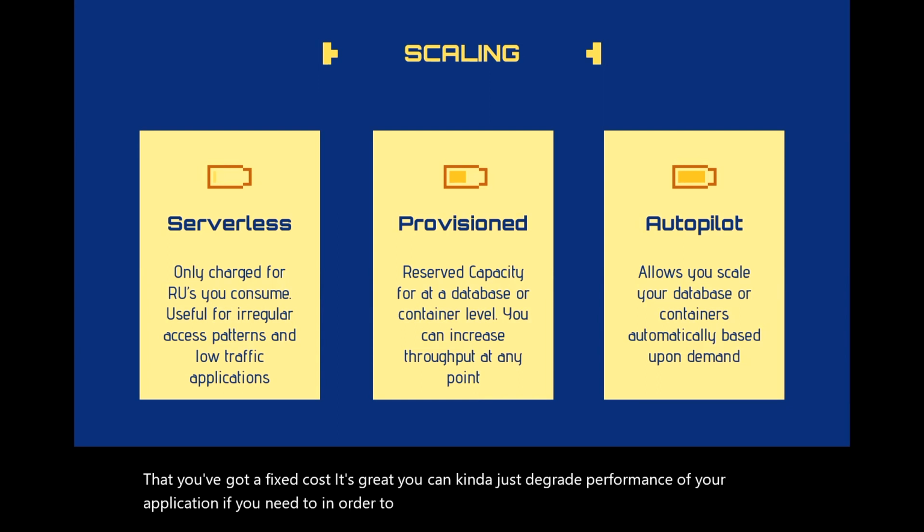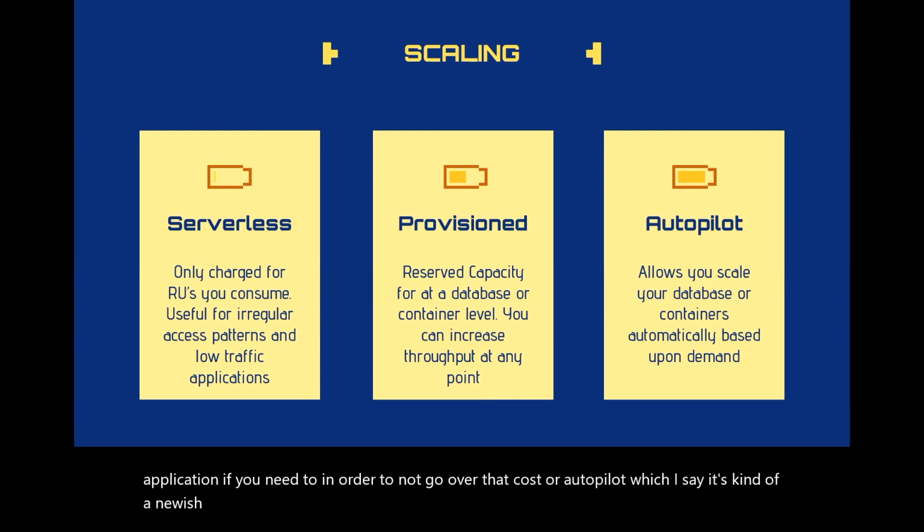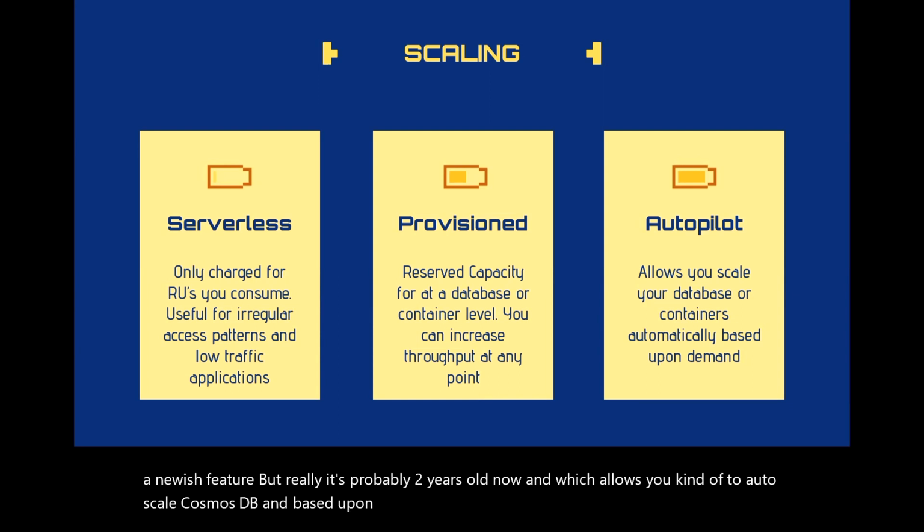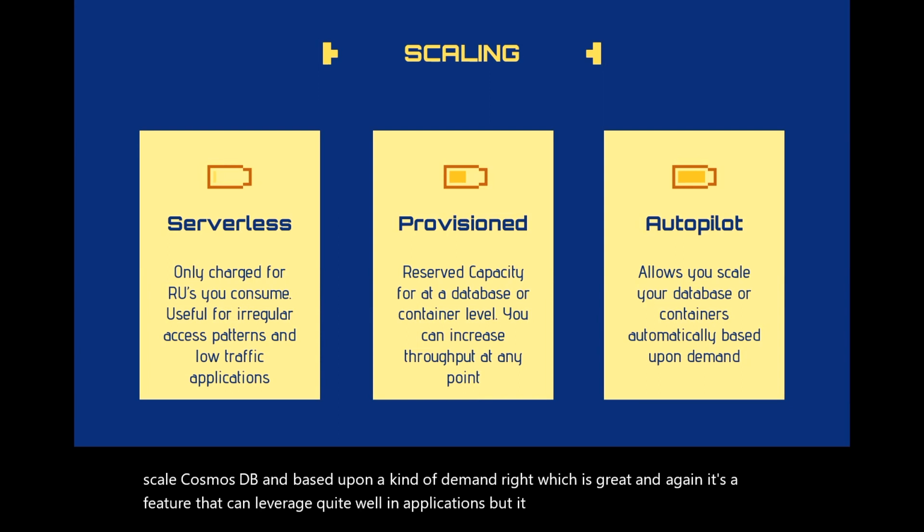You can degrade performance of your application if you need to in order to not go over that cost. Or autopilot, which I say is a newish feature, but really it's probably 2 years old now, which allows you to auto scale Cosmos DB based upon demand. Which is great, and again, it's a feature you can leverage quite well in applications, but there's also a potential cost overhead there, which is a useful thing to note.